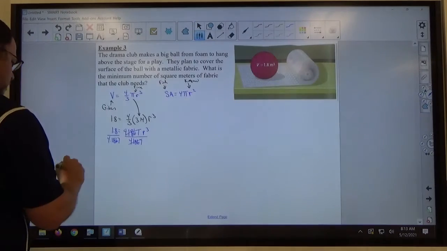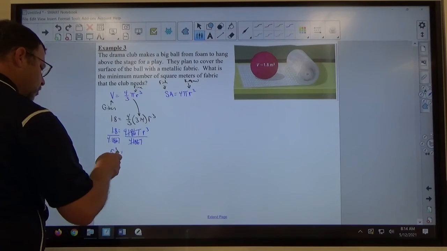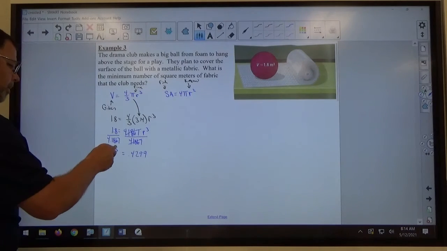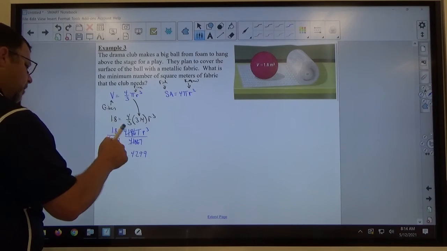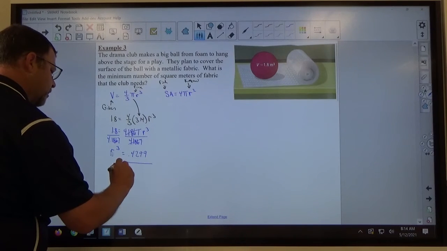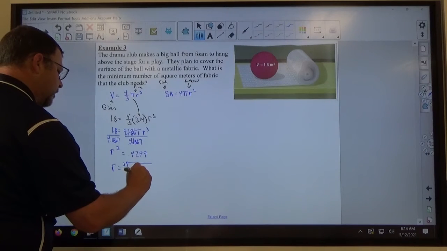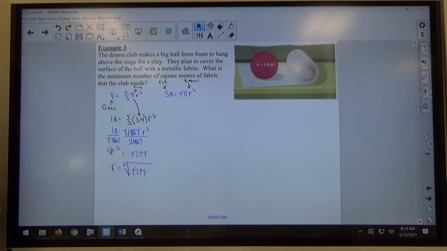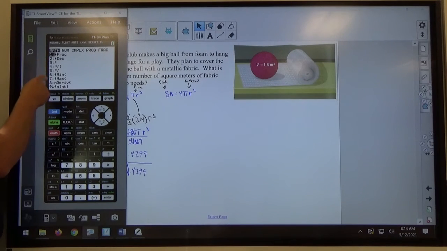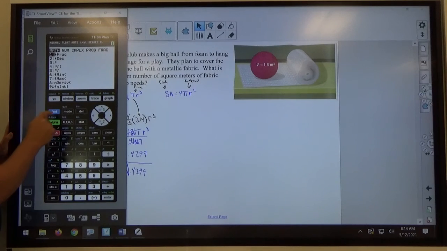So r cubed equals 0.4299, which means that r is going to be the cube root of 0.4299. Now, different calculators have different ways of typing in a cube root. Let me just show you a couple techniques. On this one in particular, I hit the math button and it's in the math menu. The gray calculators maybe have a cube root button or an x root button. You can see it has an x root button as well.